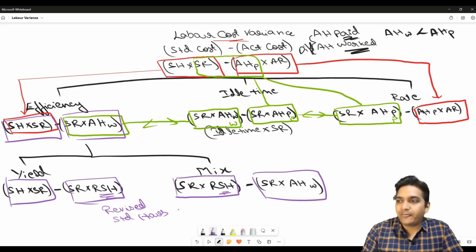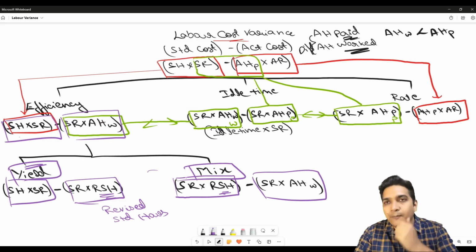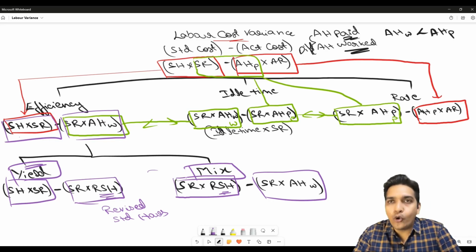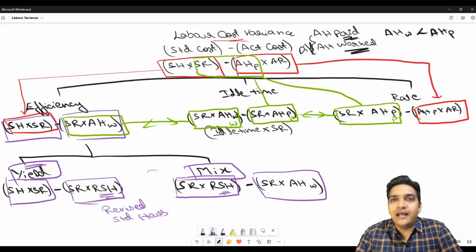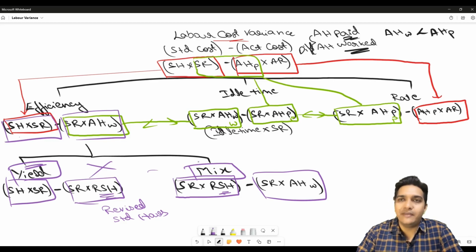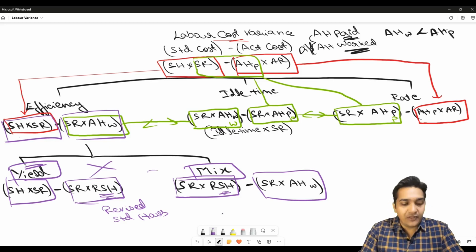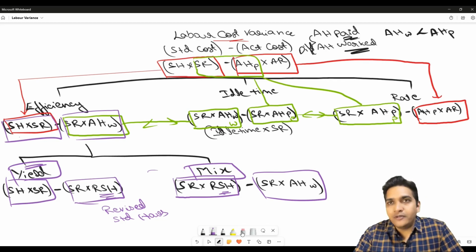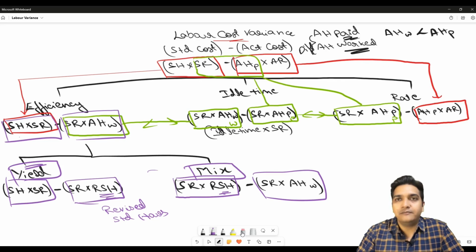So again, the yield and mix variance will only be computed if there are two or more different types of labors used or utilized to produce a product. If there is only one type of labor, then we cannot compute yield and mix. Now, moving on, let's look at a few problems on how to compute labor variances.